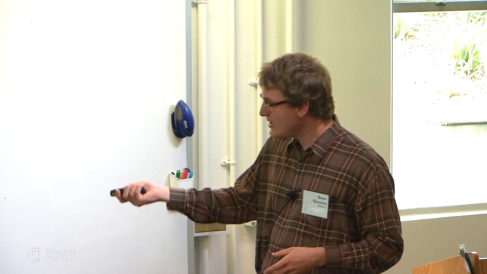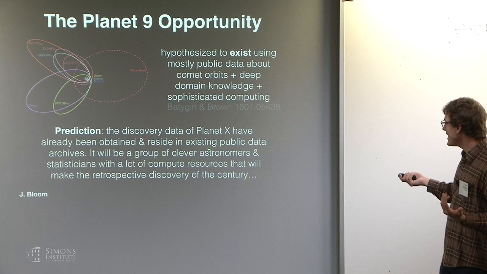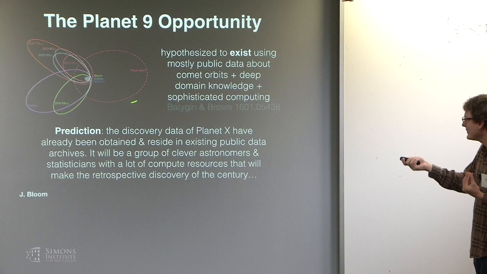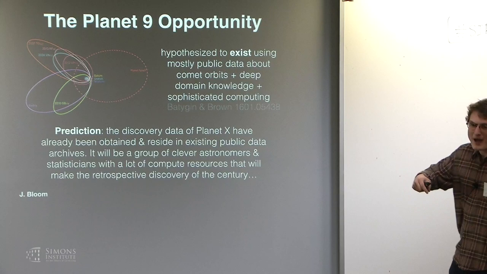Okay, and so this is a slide from Josh. But basically, Josh's prediction is that the data that actually have photons from this planet X have already been taken. And it's very likely that we can detect this planet using data that we already have. And it'll be a group of astronomers and statisticians with a lot of compute resources that will be able to go back and retrospectively discover this planet in data that's already in the can.